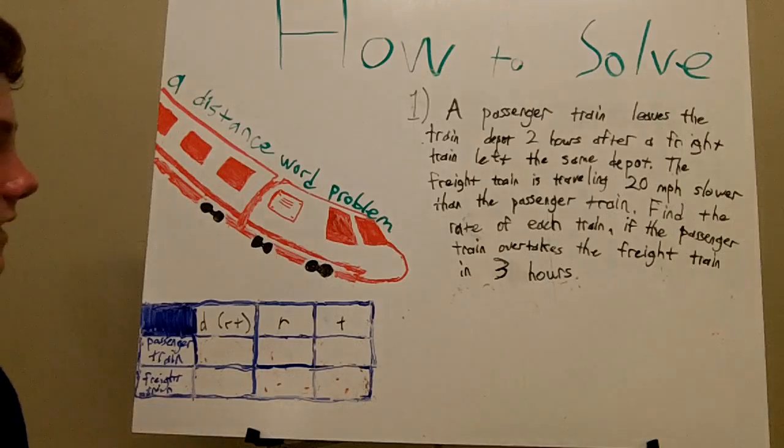A passenger train leaves the train depot 2 hours after a freight train left the same depot. The freight train is traveling 20 miles per hour slower than the passenger train. Find the rate of each train if the passenger train overtakes the freight train in 3 hours.